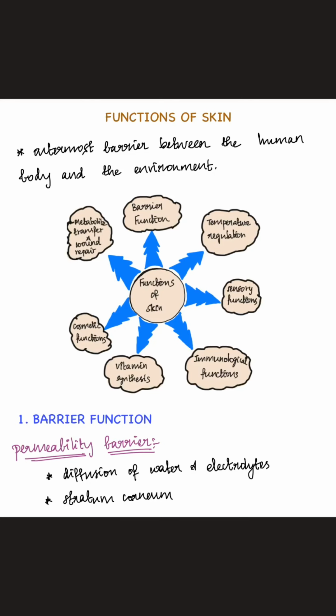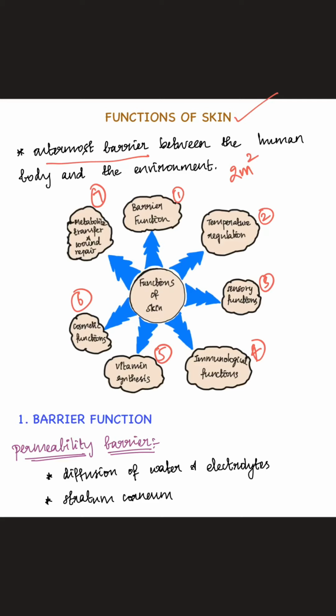So in this video, we are going to see about the functions of skin. The skin is the outermost barrier between the human body and the environment. The main functions of skin are: number one, barrier function; temperature regulation; sensory functions; immunological; vitamin synthesis and secretion; cosmetic functions; and transfer of metabolites and wound repair. The skin occupies a surface area of approximately 2 meters square in an adult human.